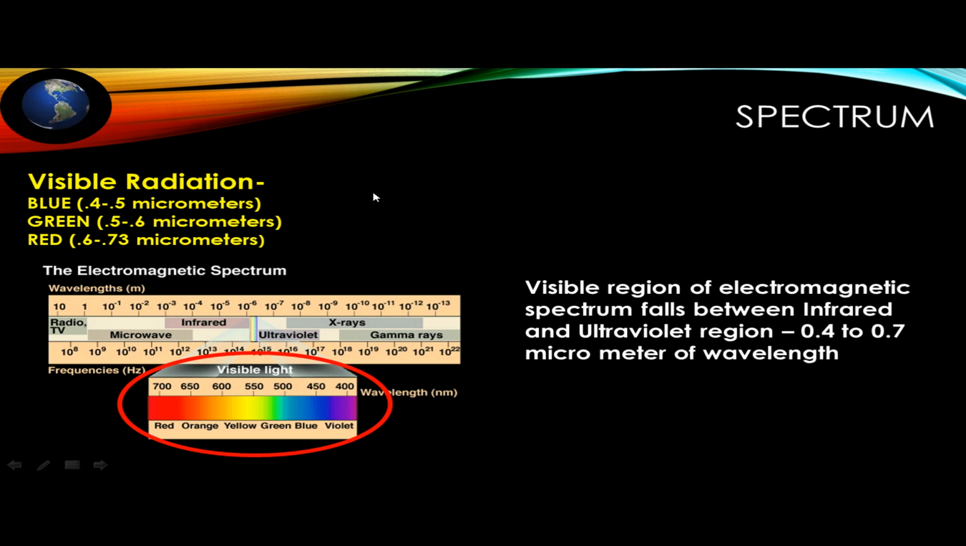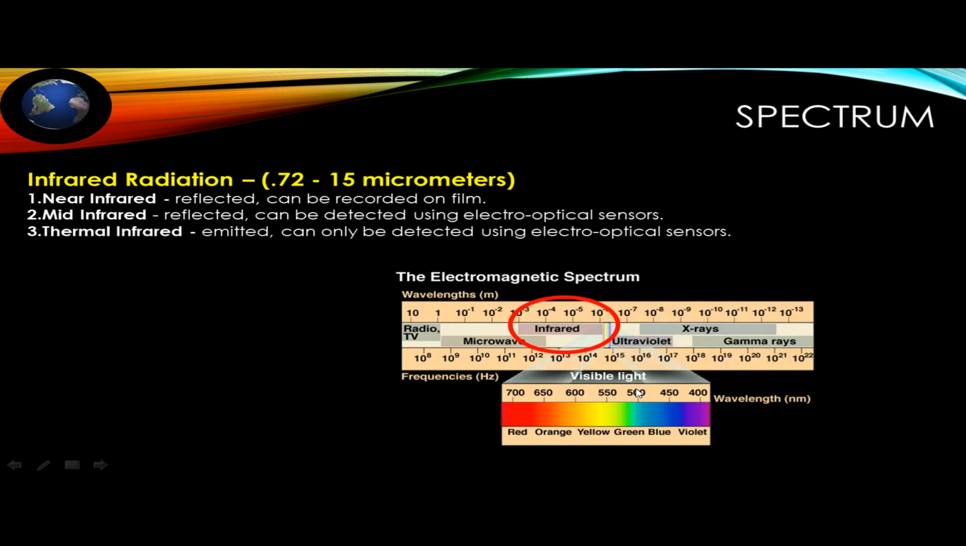When we talk about the visible radiation spectrum, generally we deal with blue, green, and red. The blue lies from 0.4 to 0.5 micrometer. A micrometer, as I told, is 10 to the power minus 6 meters, or in nanometers it is 400 to 700 nanometer, which means 10 to the power minus 9. So the visible region of the electromagnetic spectrum falls between the infrared and ultraviolet range, from 0.4 to 0.7 micrometer of wavelength. The infrared radiation lies from 0.72 to 15 micrometer.